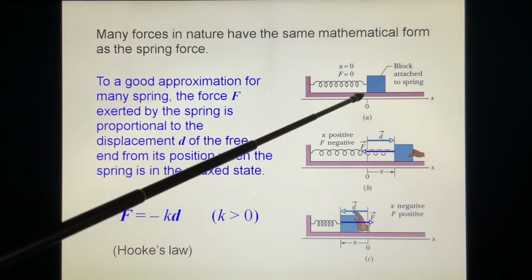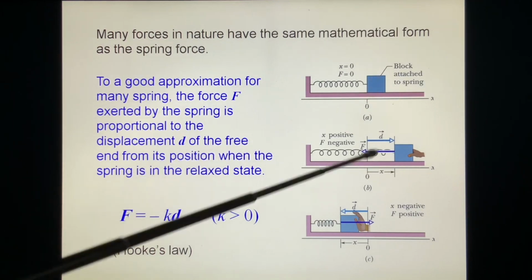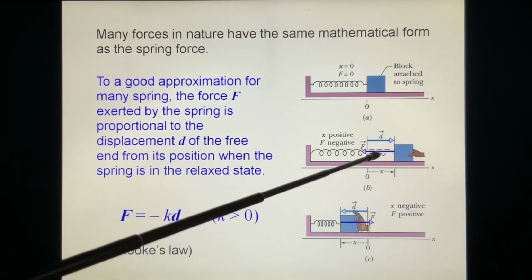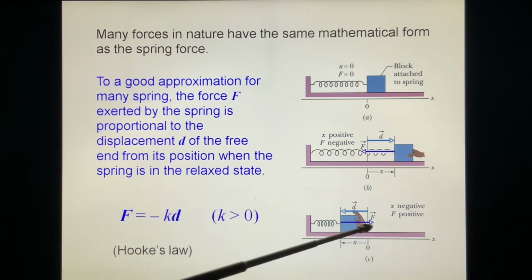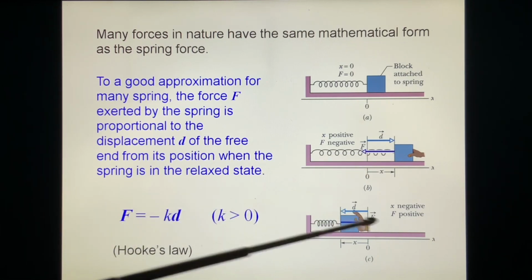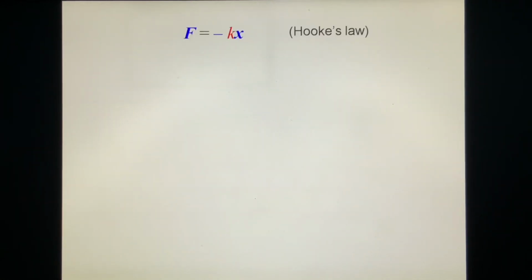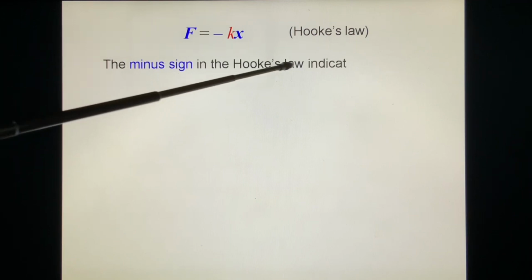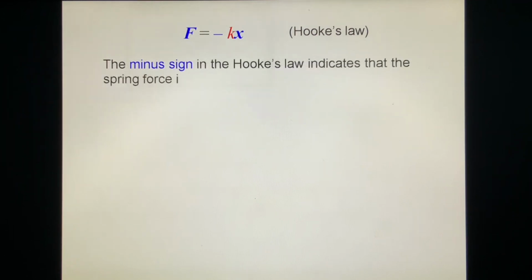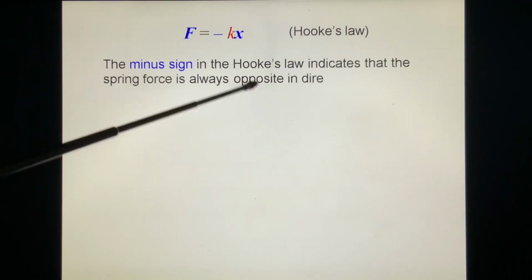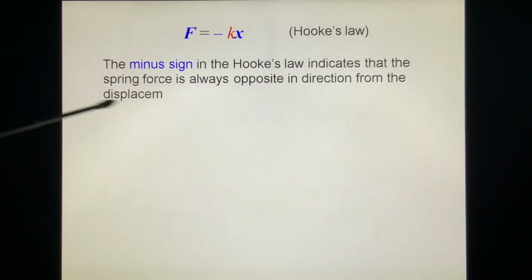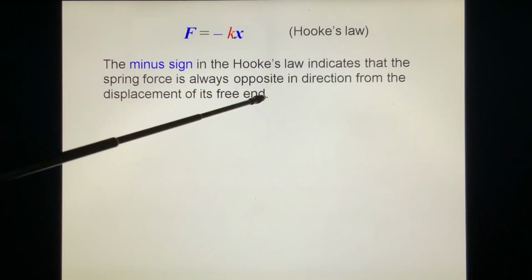This is the natural relaxed state. We pull it, it has a force this way. We push it, it has a force this way. k is positive, and the minus sign reflects the direction opposite to the displacement. F equals minus kx, Hooke's law. The minus sign of Hooke's law indicates that the spring force is always opposite in direction from the displacement of its free end.